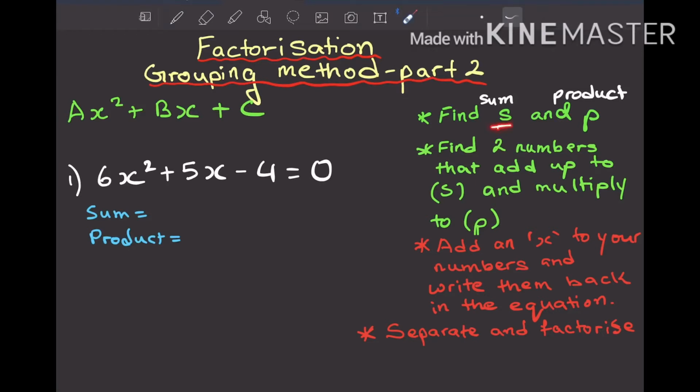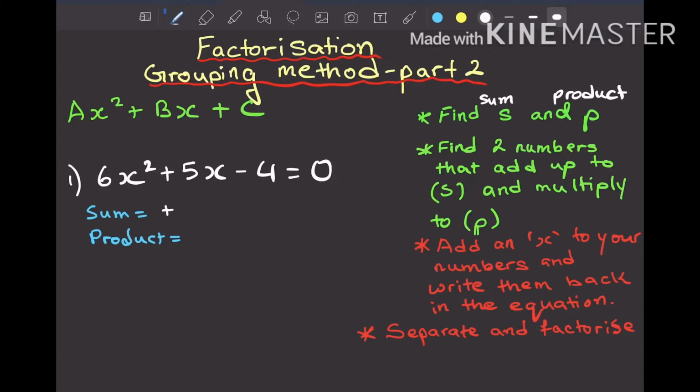So as I said, the sum is always the middle number. So here it is a plus 5. Please don't forget to put the sign. If you put a plus when it's a minus, or a minus when it's a plus, you're going to get it wrong. So please look at the sign. So it's a plus 5, not a minus 5. Obviously, if it was a minus, you would have written a minus.